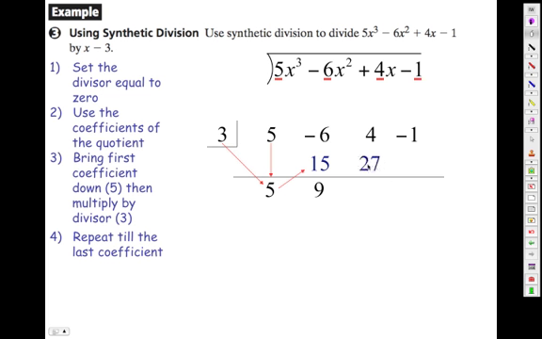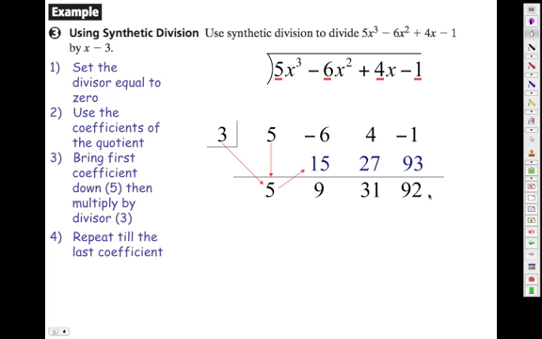And then we combine these here, right? 27 and a +4 is going to be 31. Now we do this again. 3 times 31 is going to give us kind of a big number, 93. Then we subtract here. So 93 minus 1 is going to be 92.